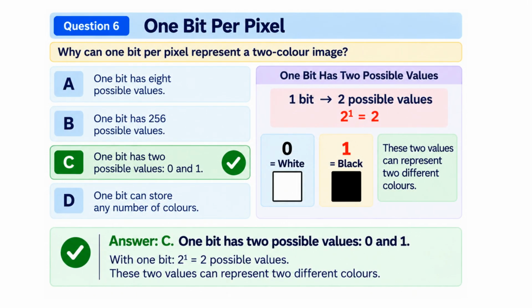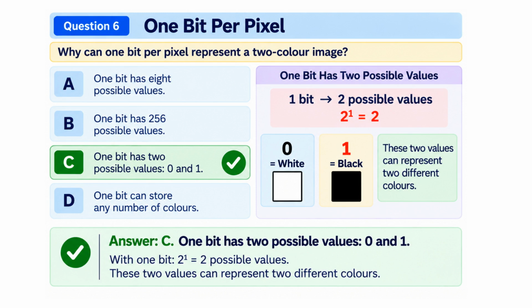Question 6. 1 bit per pixel. Why can 1 bit per pixel represent a 2-color image? The correct answer is C. 1 bit has 2 possible values, 0 and 1. We can calculate this using 2 to the power of 1 equals 2. So with 1 bit, there are exactly 2 possible binary values.